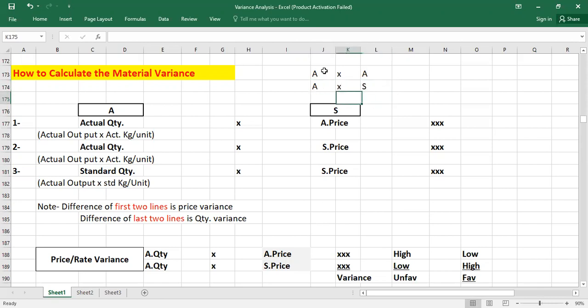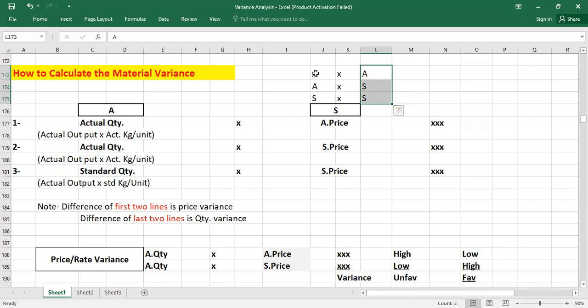Okay, and the third combination we will make is, for example, S times S. So what does it mean by the first column? A word is for the first, which is for the quantity, like here you will use actual quantity, standard quantity. And for this column, we will use the word price, like here you will use actual price and standard price. So these are three possible combinations.